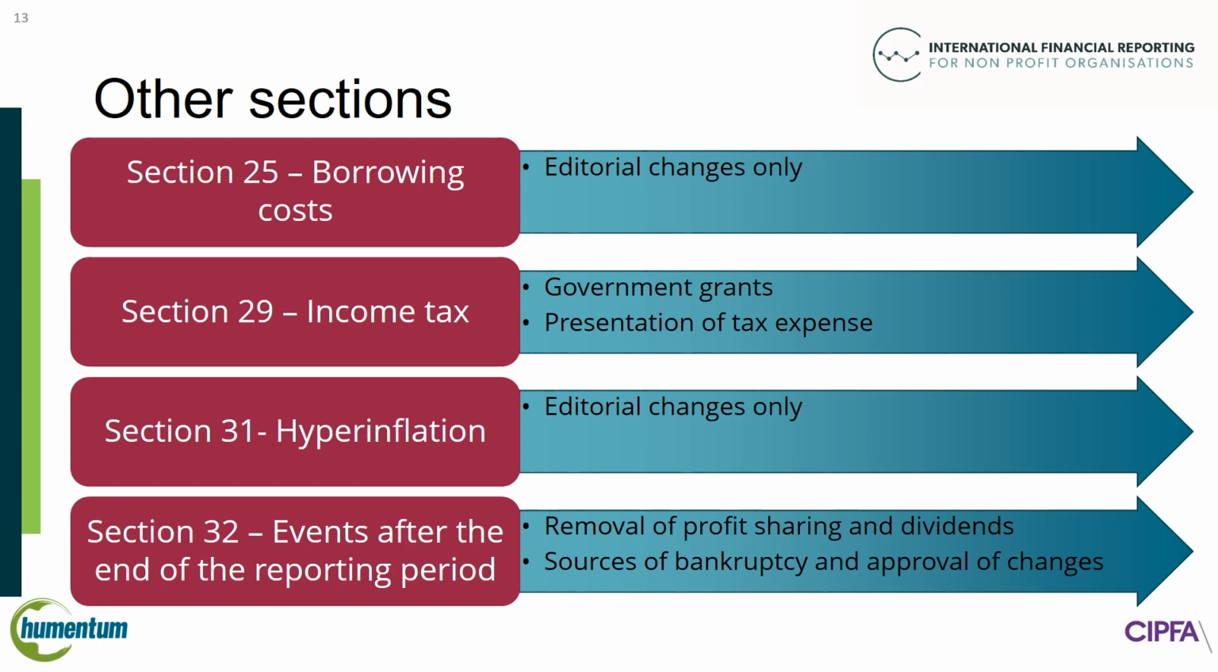Section 31 describes the requirements where an NPO is operating in a hyperinflationary economy. Other than minor editorial changes, there are no further proposals.